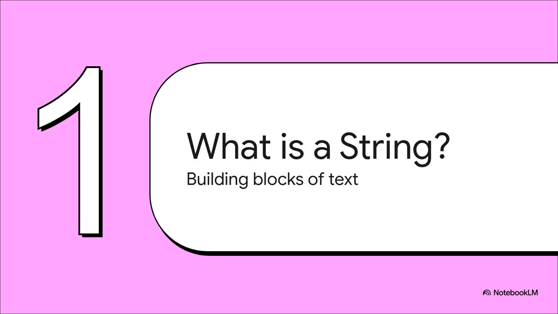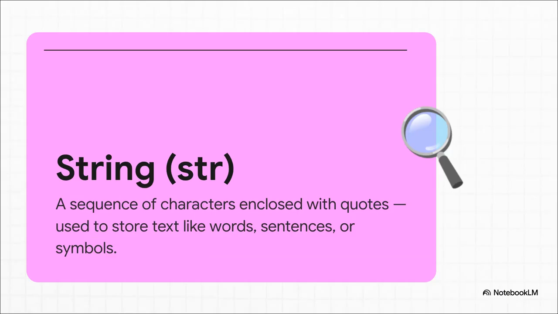Okay, so let's break that down. What actually is a string in Python? Once you get this, you've pretty much got the key to manipulating any text you want. So here's the official definition. A string, or str for short, is just a sequence of characters. It's that simple. Anything you wrap in quotation marks, Python just sees it as a string. It's how we can handle everything from a single character to a whole novel.